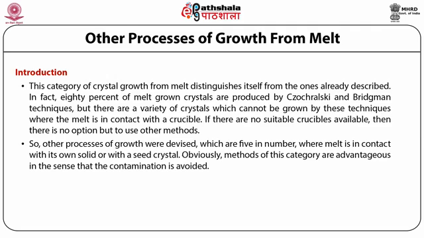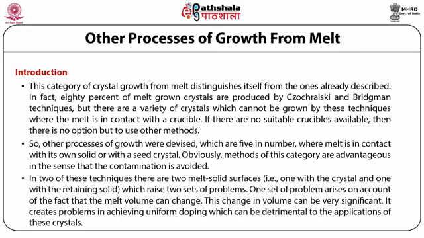Obviously, methods of this category are advantageous in the sense that contamination is avoided. In 2 of these techniques, there are 2 melt-solid surfaces, that is, one with the crystal and one with the retaining solid, which raise 2 sets of problems. One set of problems arises on account of the fact that the melt volume can change. This change in volume can be very significant. It creates problems in achieving uniform doping, which can be detrimental to the applications of these crystals.